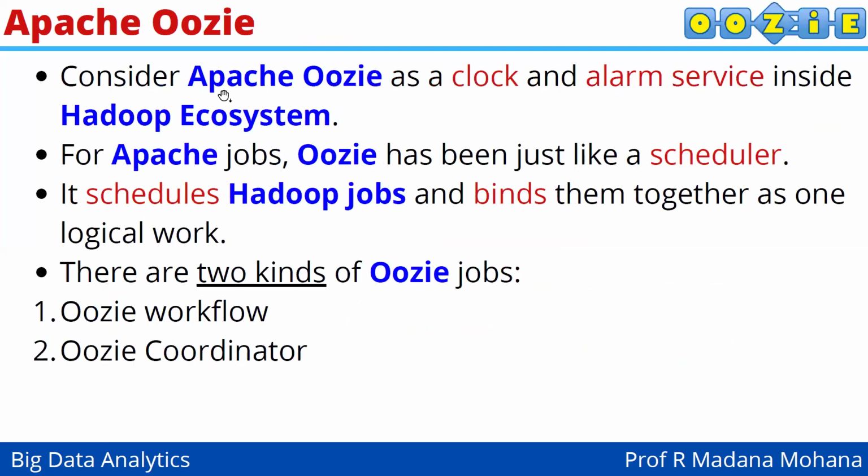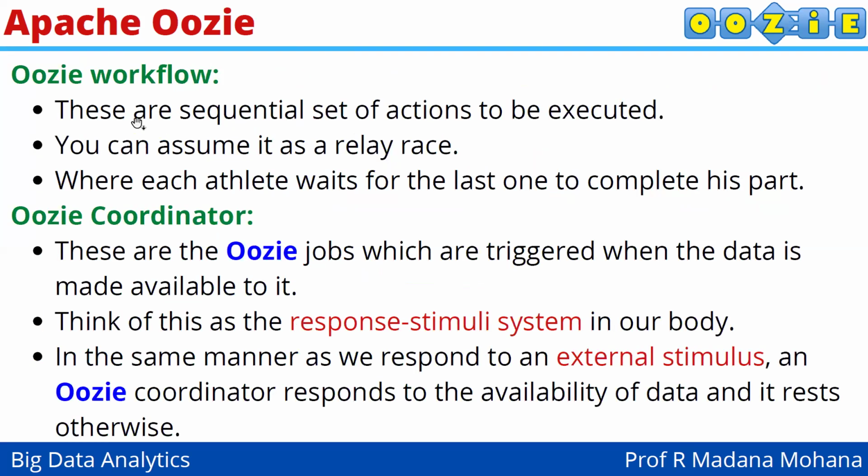Then Apache Oozie. Consider Apache Oozie as a clock and alarm service inside the Hadoop ecosystem. For Apache jobs, Oozie is just like a scheduler. It schedules Hadoop jobs and binds them together as one logical unit. There are two kinds of Oozie jobs, that is Oozie workflow and Oozie coordinator. Oozie workflow is a sequential set of actions to be executed. We can assume it as a relay race, where each athlete waits for the last one to complete his leg.